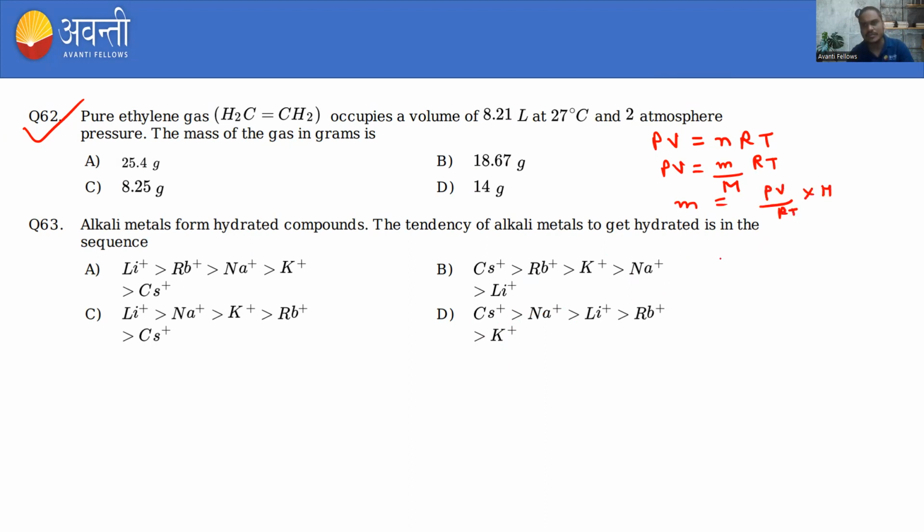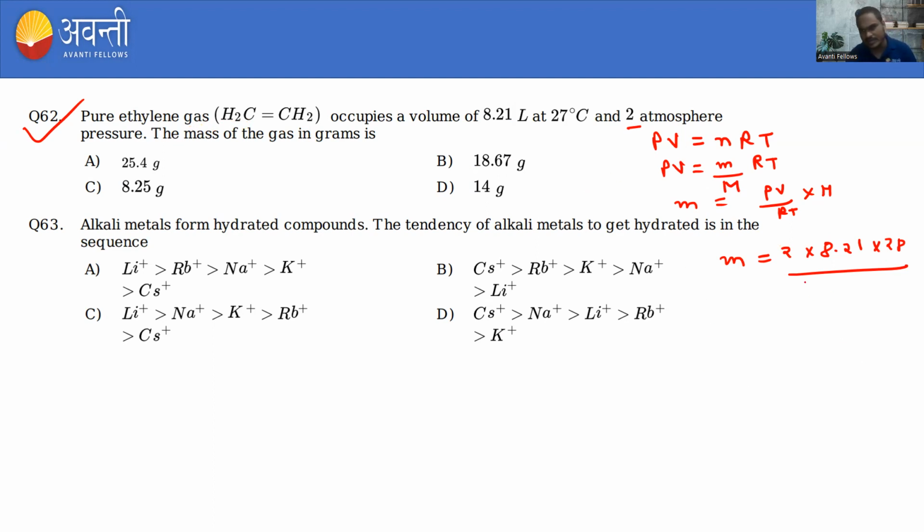So just put the values, all values you know. We know the value of P, we know the value of this. So on putting the values, pressure is 2 atmosphere, volume is 8.21 liter, and the molecular mass of ethylene we can calculate, it comes out to be 28. It's very simple. That is CH2=CH2, ethylene. And R we have, R is also given, right?